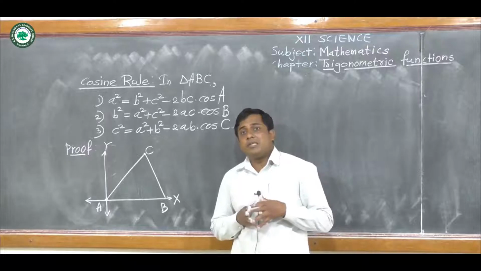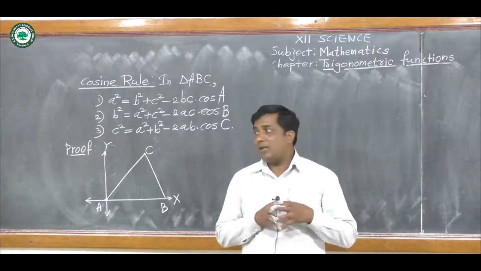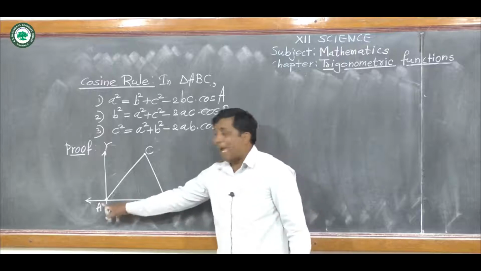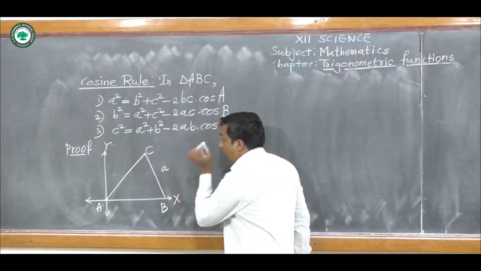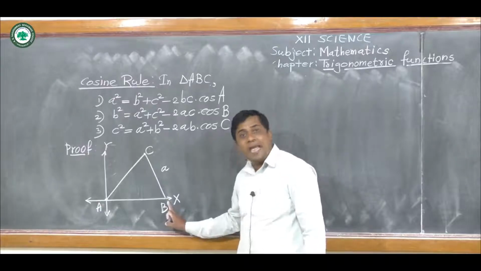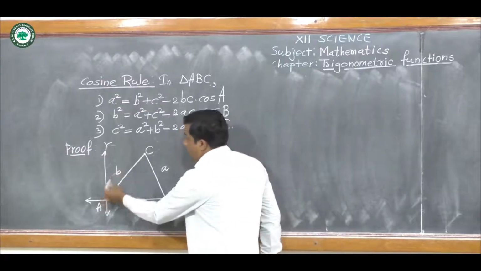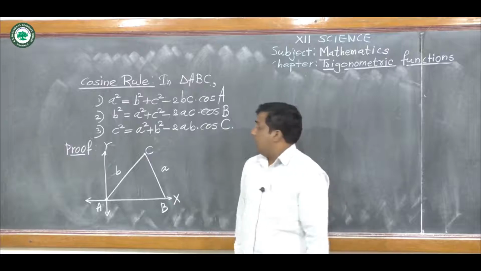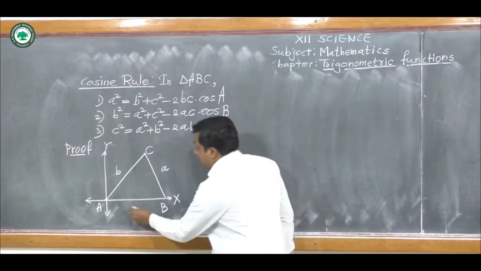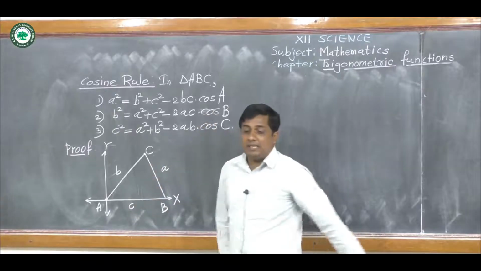So here we consider the lengths of the sides again. Everyone knows the length of the side opposite to angle A is small a. The length of the side opposite to angle B is small b. The length of the side opposite to angle C is small c.